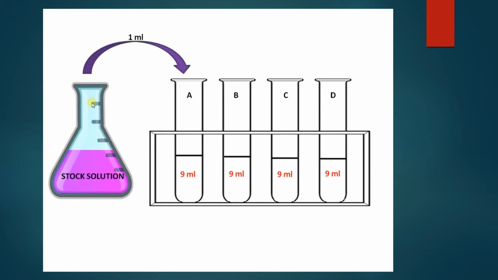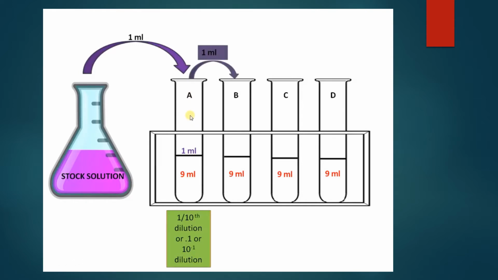Pipette out 1 ml from the stock solution and transfer that to test tube A. Here we are diluting 1 ml of stock solution with 9 ml of distilled water, making a 1/10 dilution or 0.1 dilution or 10 raised to minus 1 dilution. So now we have 10 raised to minus 1 dilution. Mix well.